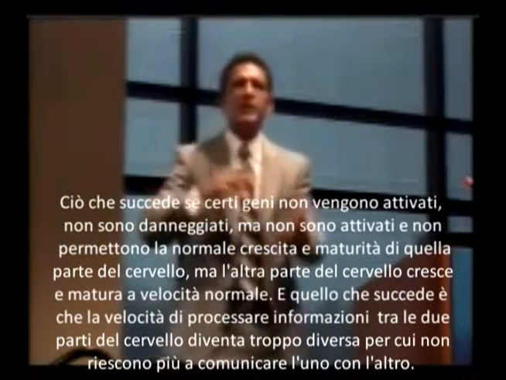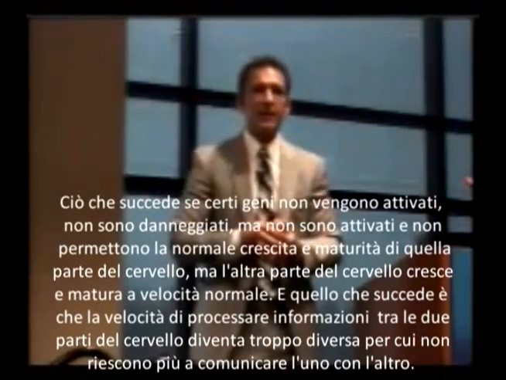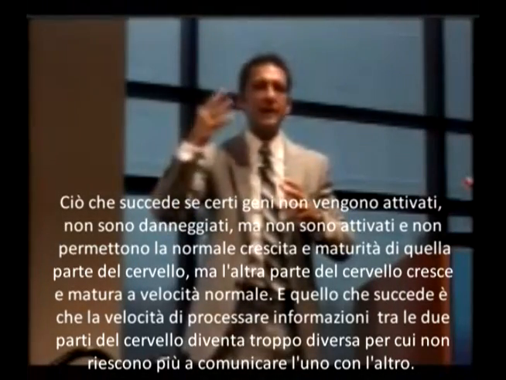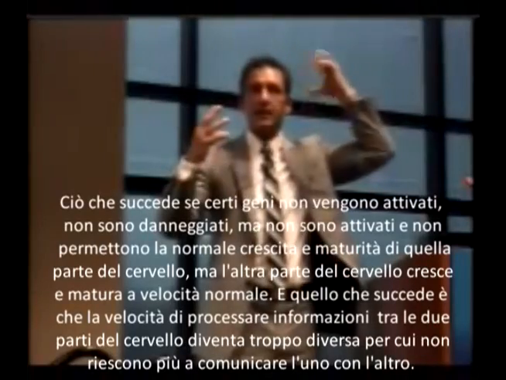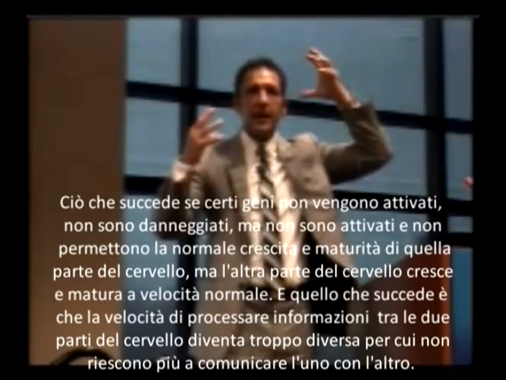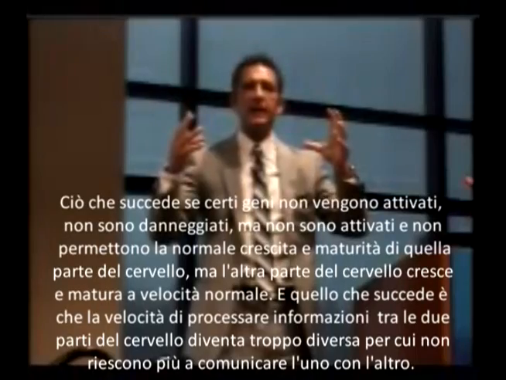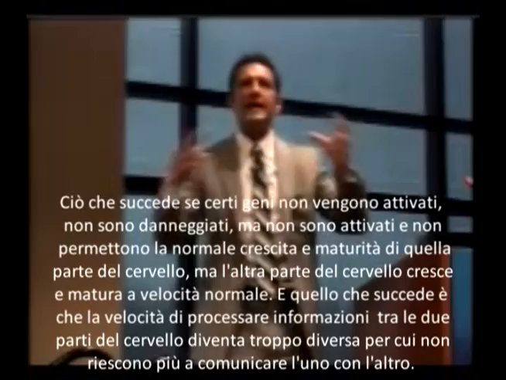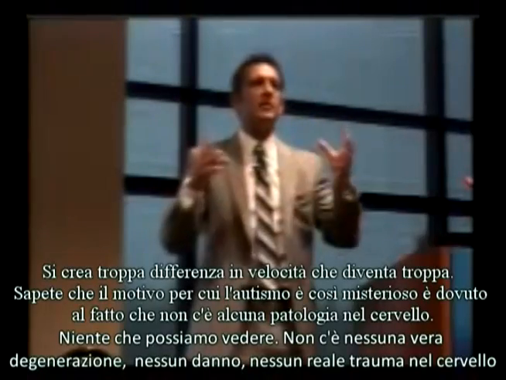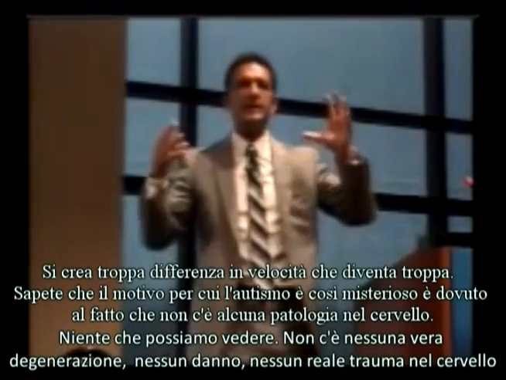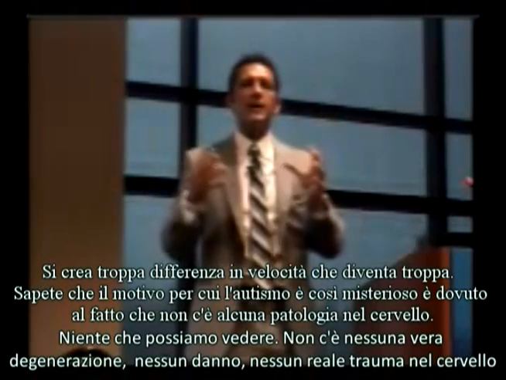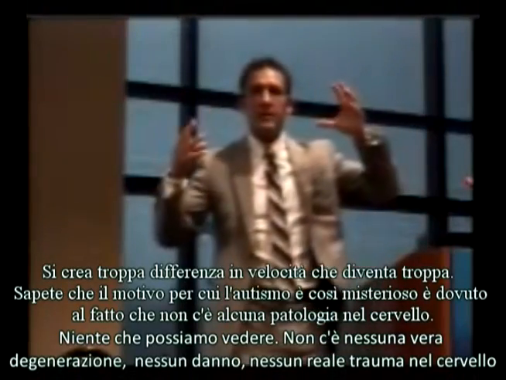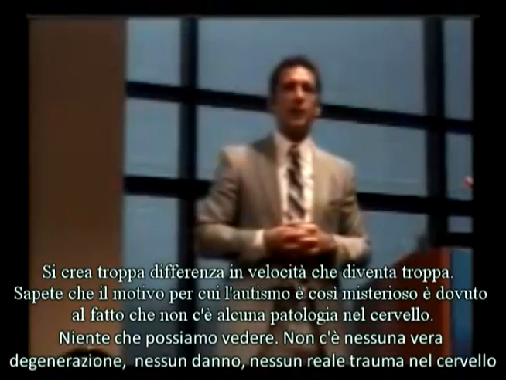Genes are not turning on. They're not damaged, but they're not turning on to cause normal growth and maturity of that side of the brain. But the other side of the brain is growing and maturing at a normal rate, and the processing speed in the networks between the two sides of the brain becomes too different, so they can't communicate with one another. There becomes too much of a breakdown. The speed difference, the timing difference, is too off. And the reason why autism is so mysterious is that one of the things we know is that there's no actual pathology in the brain that we can see.